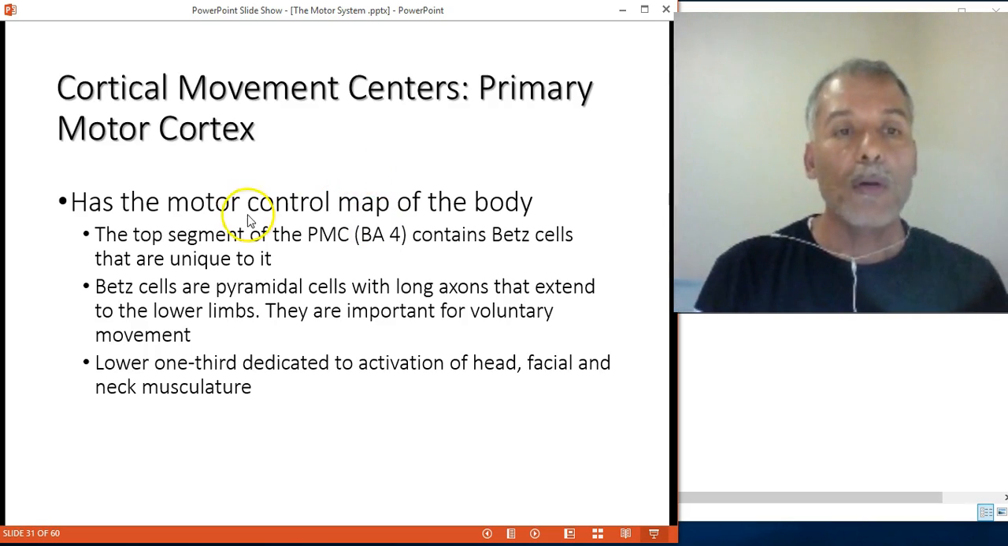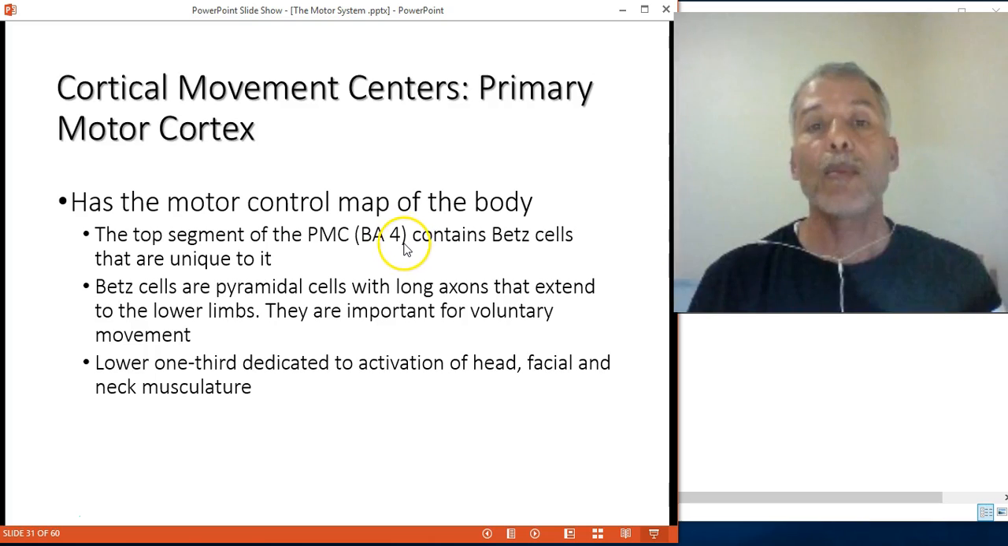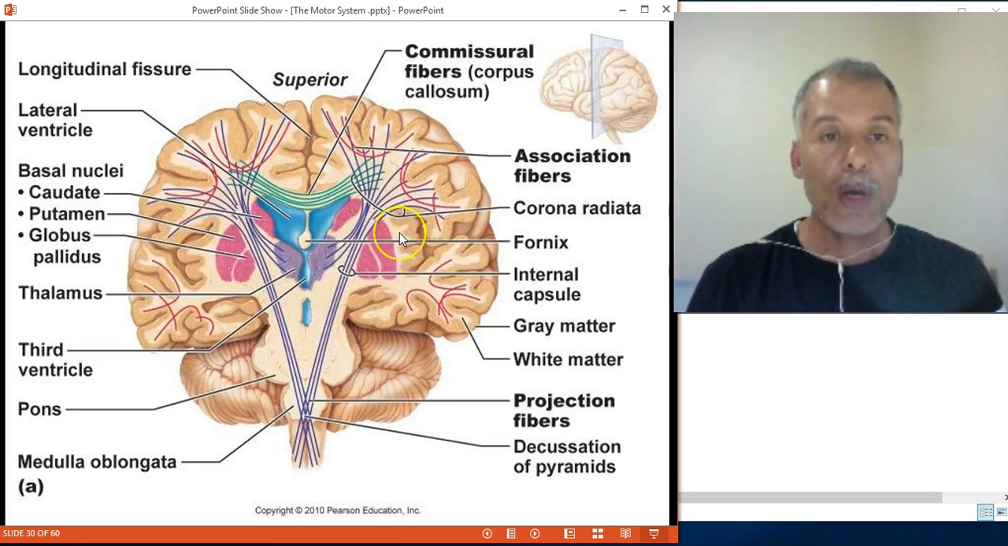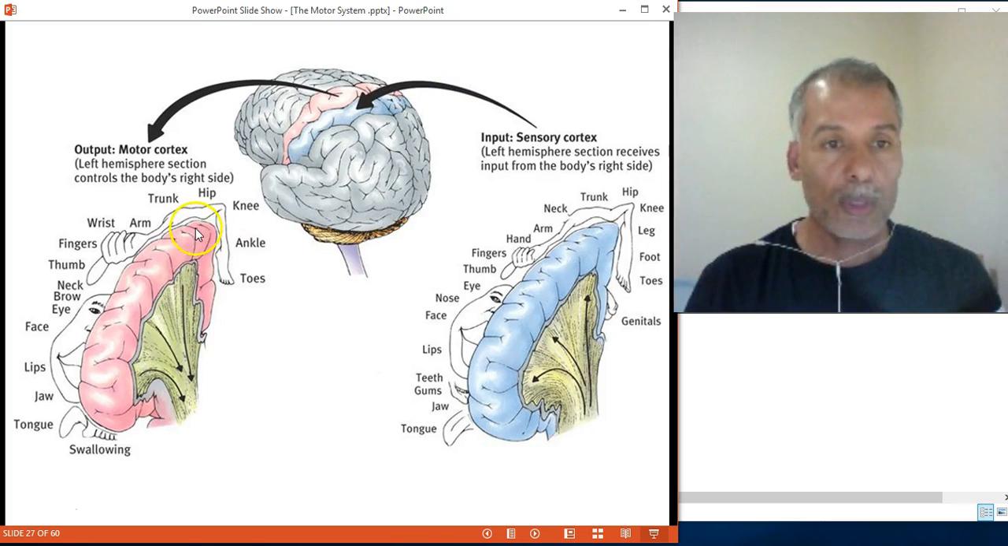The top segment of the motor cortex is called BA, Brodmann area number 4. It contains Betz cells that are unique to that area. So we're talking about this area here, the upper or the top segment. In other words, this area here, or here, Betz cells.